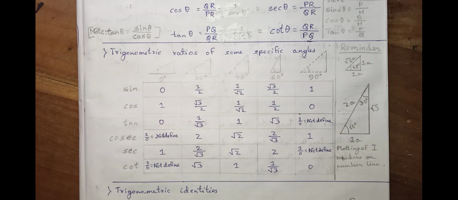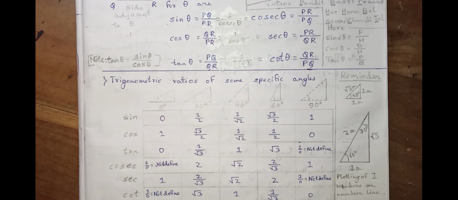So the rest three trigonometric ratios, you know them. Cosec, the reciprocal of sine. Sec, the reciprocal of cos, and cot, the reciprocal of tan. Earlier we had seen this. That's all with this topic.